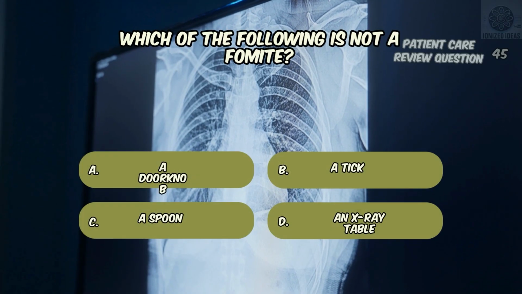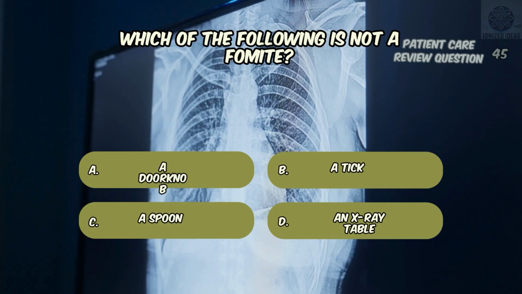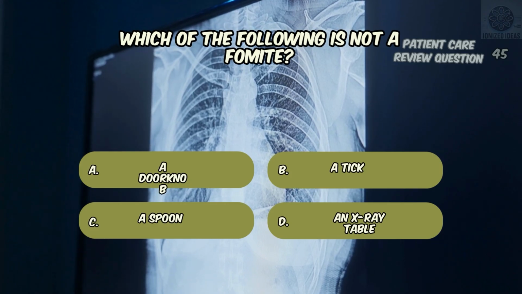Which of the following is not a fomite? A. A doorknob. B. A tick. C. A spoon. D. An X-ray table.